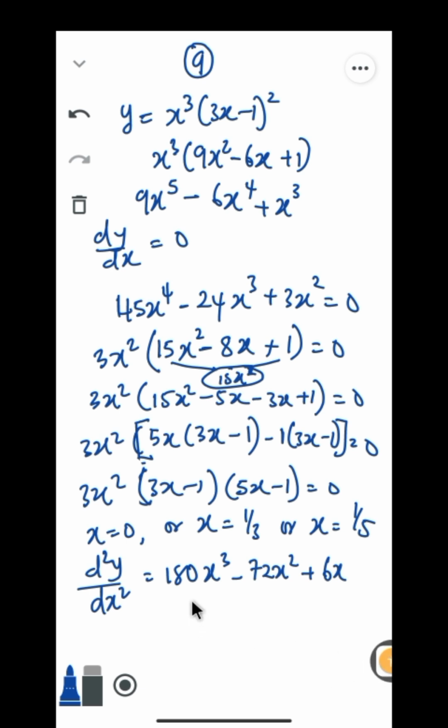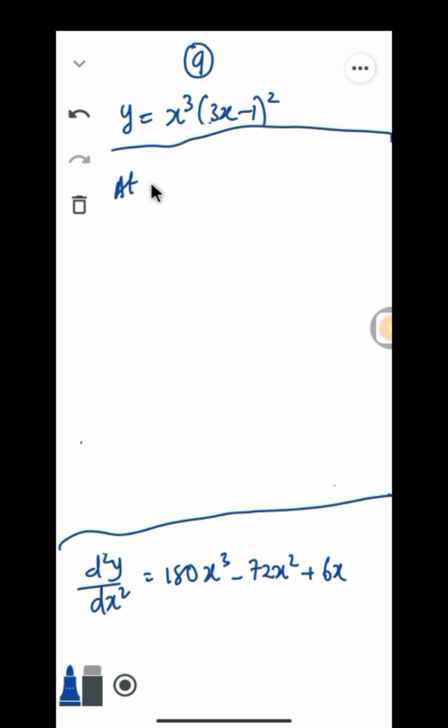Okay. So these are second derivative. Alright, so we're going to test the critical values of x on the second derivative to know which gives us a maximum or a minimum point. At maximum points, what's happening? Okay, at maximum point, d squared y over dx squared, it should be what? Less than 0. So we're going to test our critical values and see what value of x gives us the maximum point.